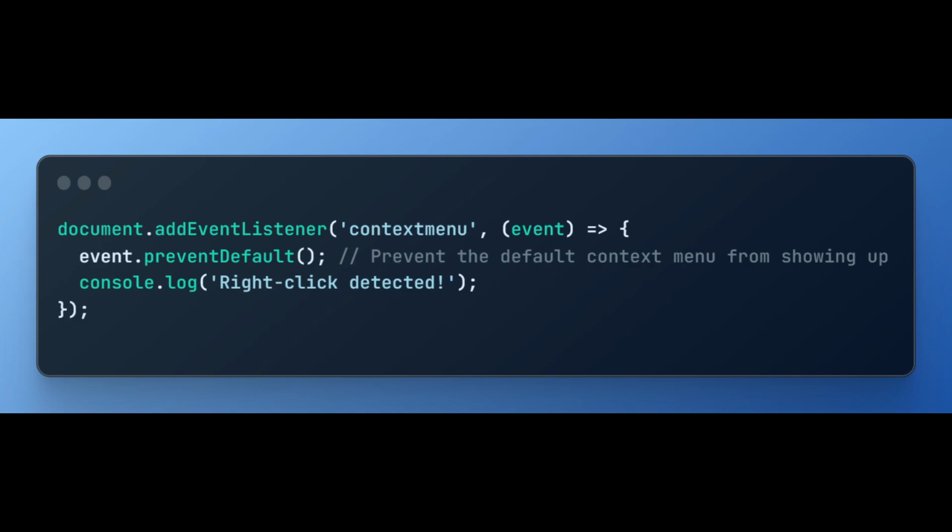A cool use case for detecting right-click events in JavaScript could be to create a custom context menu. For example, you could disable the browser's default context menu and instead create your own menu that appears when the user right-clicks on a specific element or area of your website.